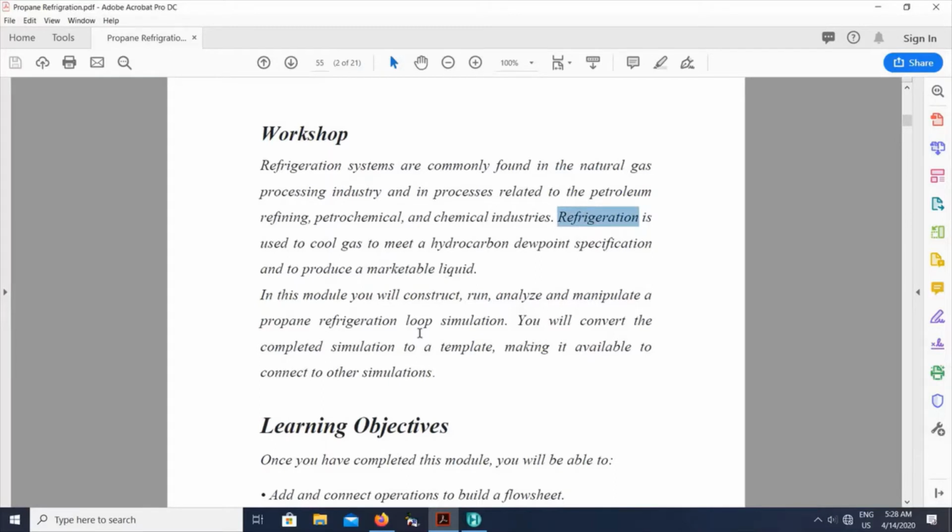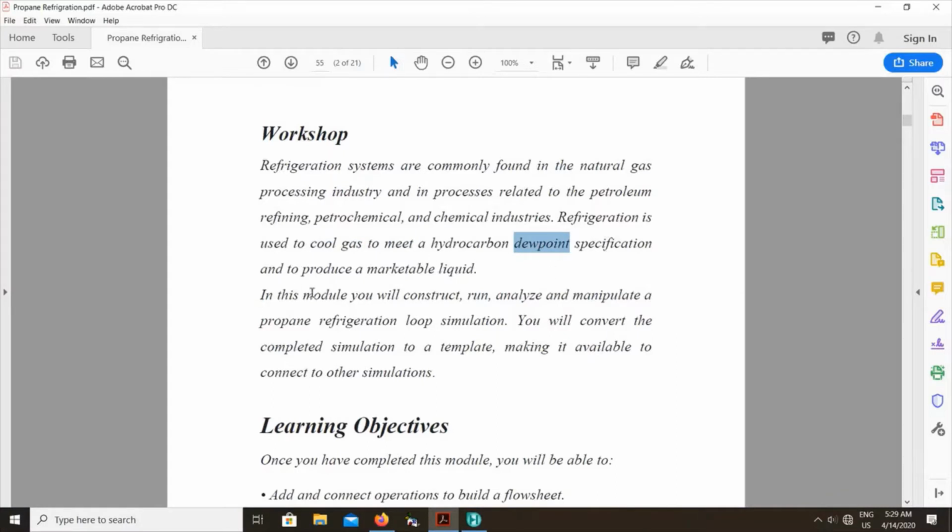Okay, this is one way. And second, you need to convert this natural gas into a cool gas, because you want to meet the hydrocarbon dew point specification. Now you know that dew point is a point where you have only a small amount of gas, but the rest of the components will be converted into liquid.